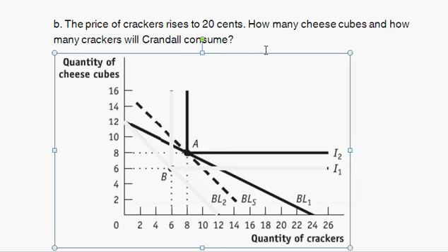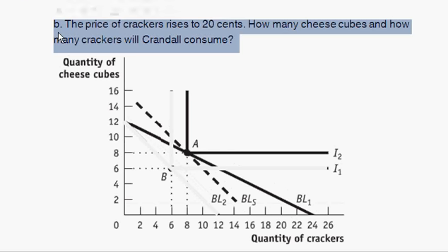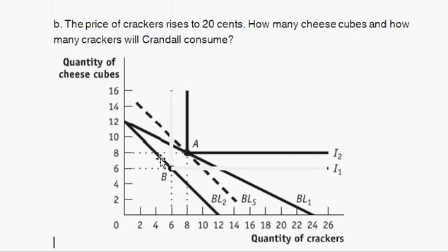Okay, so now we're told that the price of crackers rises 20 cents. So how many cheese cubes and how many crackers will Crandall consume now? So now we're going to reveal this new budget constraint. We're going to call it BL2. That's this point right here. So remember, Crandall has $2.40 to spend.